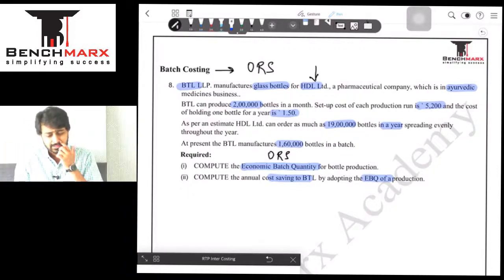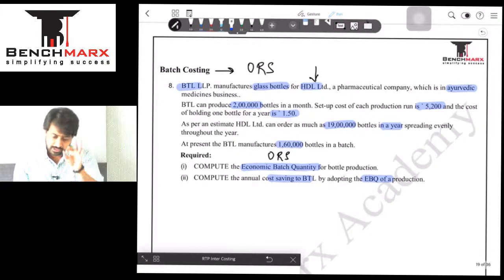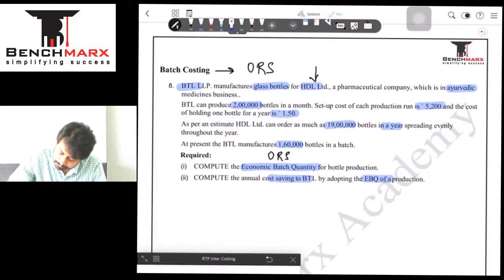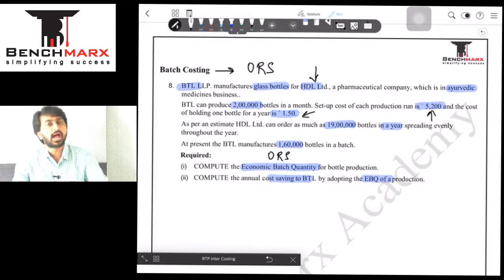So I can see that the data given to us is exactly same like my EOQ. Here the annual requirement appears to be 2 lakh into 12, that is A. CA appears to be 5,200, which is this number. CI appears to be 1.5. By using this formula, I will get the optimum batch size or the EBQ or the optimum run size.